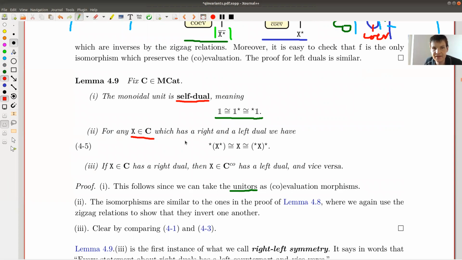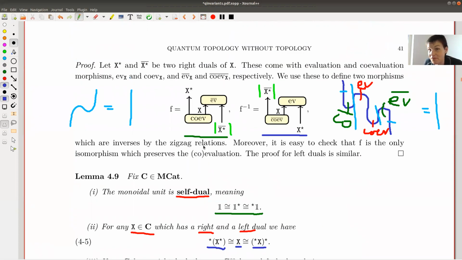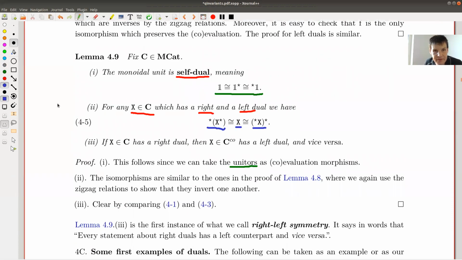Second statement, if X has a right and a left dual, then the right and left dual are actually inverse operations. So this is kind of a nice fact. So the left dual of the right dual is the right dual of the left dual is the object where you started with. And the isomorphisms are those, basically. So I leave it to you to write it down, but it's a zigzag argument.